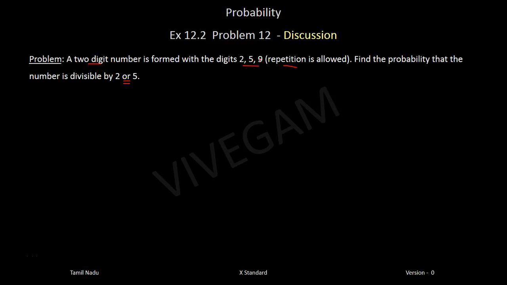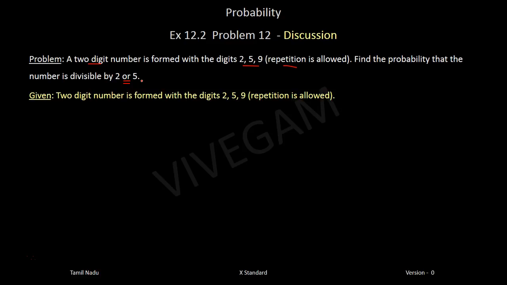If they say no repetition, let's say in the case of 5, so 5 comes in the tens digit, the unit digit can be filled only with 2 or 9, because the tens digit already has 5. So you cannot put 5 in the units digit. So you will have only 2 choices. That is what repetition means. But here repetition is allowed. So A will be the event of getting a number divisible by 2, and B will be the event of getting a number divisible by 5. Okay, so keep that in mind.